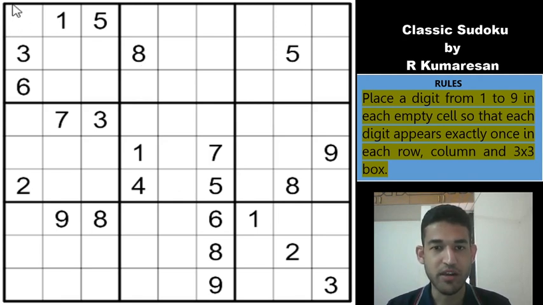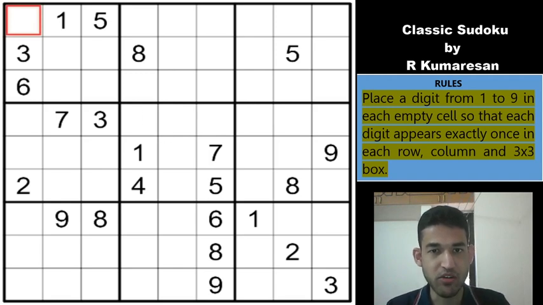The rules are normal. Each row, column and 3 by 3 box will have digits from 1 to 9 without repetitions. So many of Kumaresan Sudokus in the past have been hard and have been notably used to explain some advanced classic techniques. So I don't think this will be an exception too. So let us start solving this Sudoku.